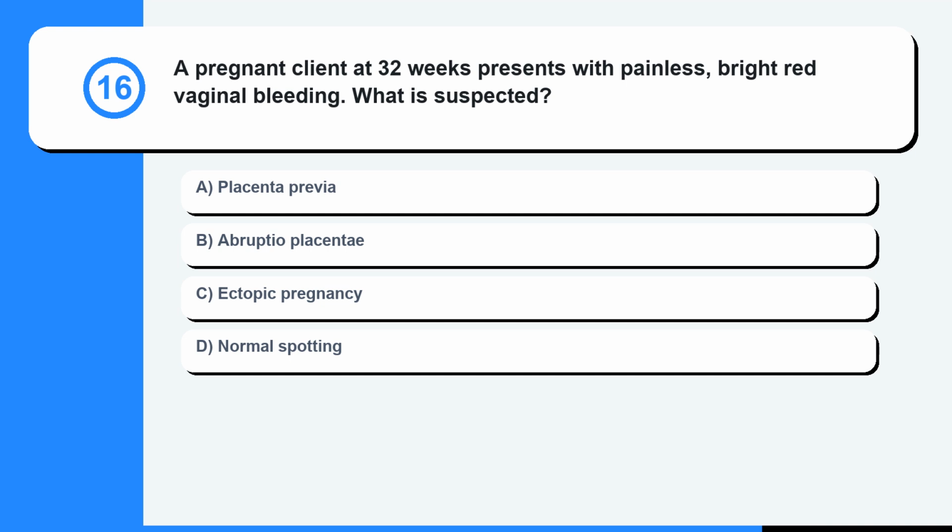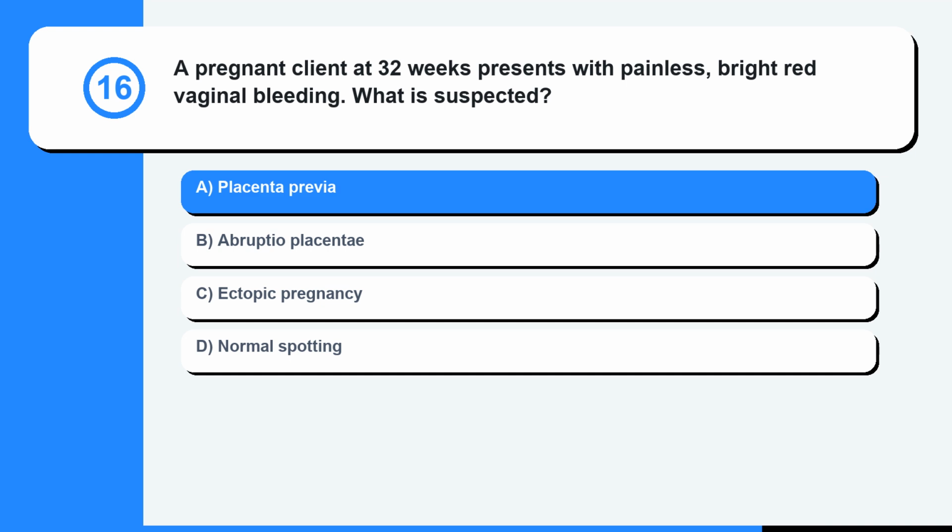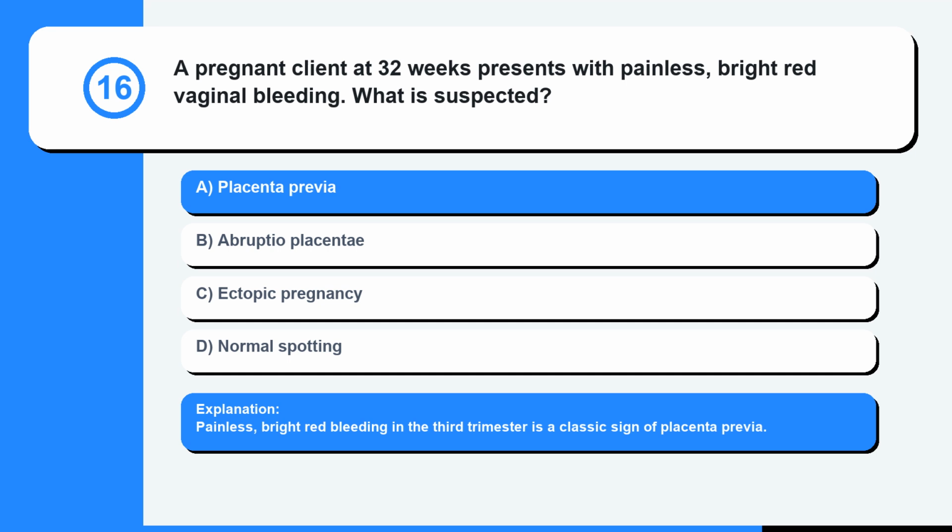Question 16. A pregnant client at 32 weeks presents with painless, bright red vaginal bleeding. What is suspected? A. Placenta previa. B. Abruptio placentae. C. Ectopic pregnancy. Or D. Normal spotting. The correct answer is A. Placenta previa. Painless, bright red bleeding in the third trimester is a classic sign of placenta previa.